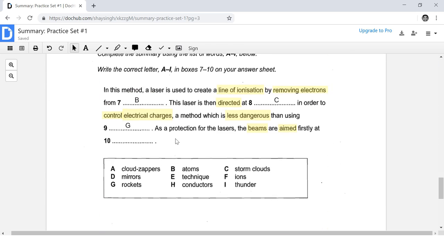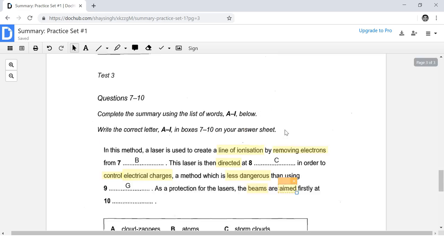Question number 10. It says, as a protection for the lasers. Okay, it talks about protection there again. We just found that keyword. As a protection for the lasers, the beams are aimed firstly at what? So in order to protect the lasers, the beams have to be aimed at something first. What are the beams first aimed at?